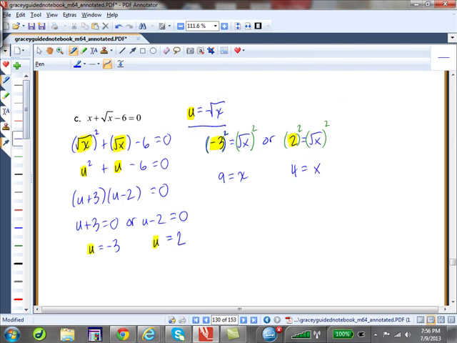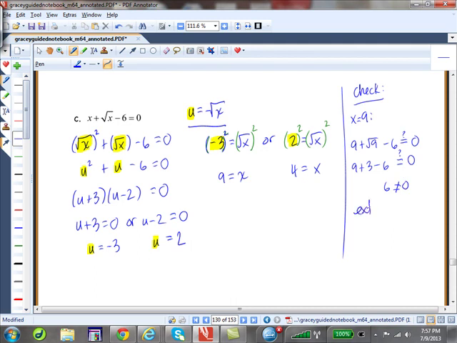So now let's go ahead and check. So x is 9, that would be 9 plus the square root of 9 minus 6. Is that equal to 0? So 9 plus 3 minus 6, is that equal to 0? No, 6 is not equal to 0. This guy we'll throw out, it's an extraneous result.